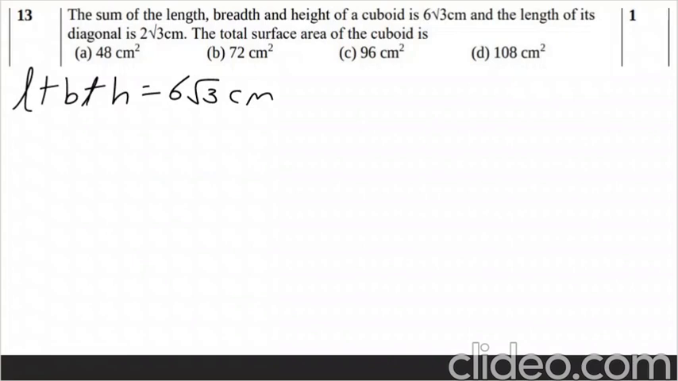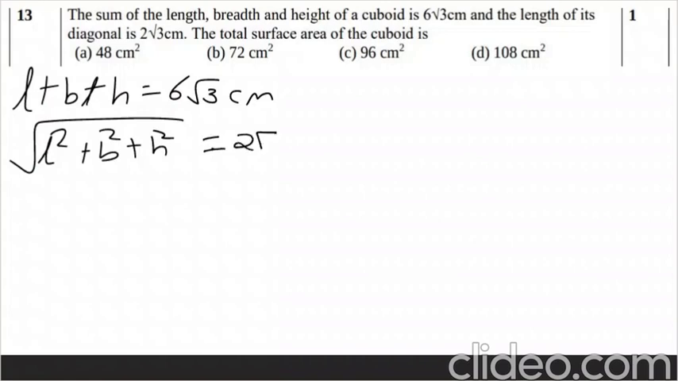Now students, if you have studied this in your surface area and volume, the diagonal is given by the formula root of L square plus B square plus H square. That is the diagonal. So it's given to me as 2 root 3 centimeter, and that's the length of its diagonal.